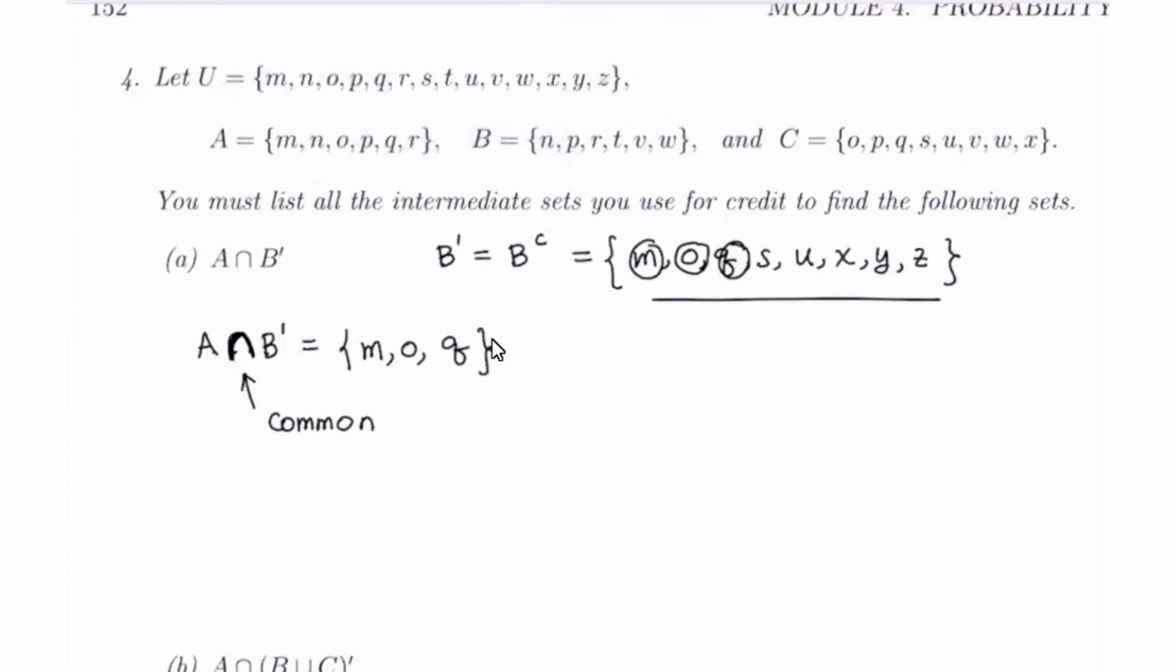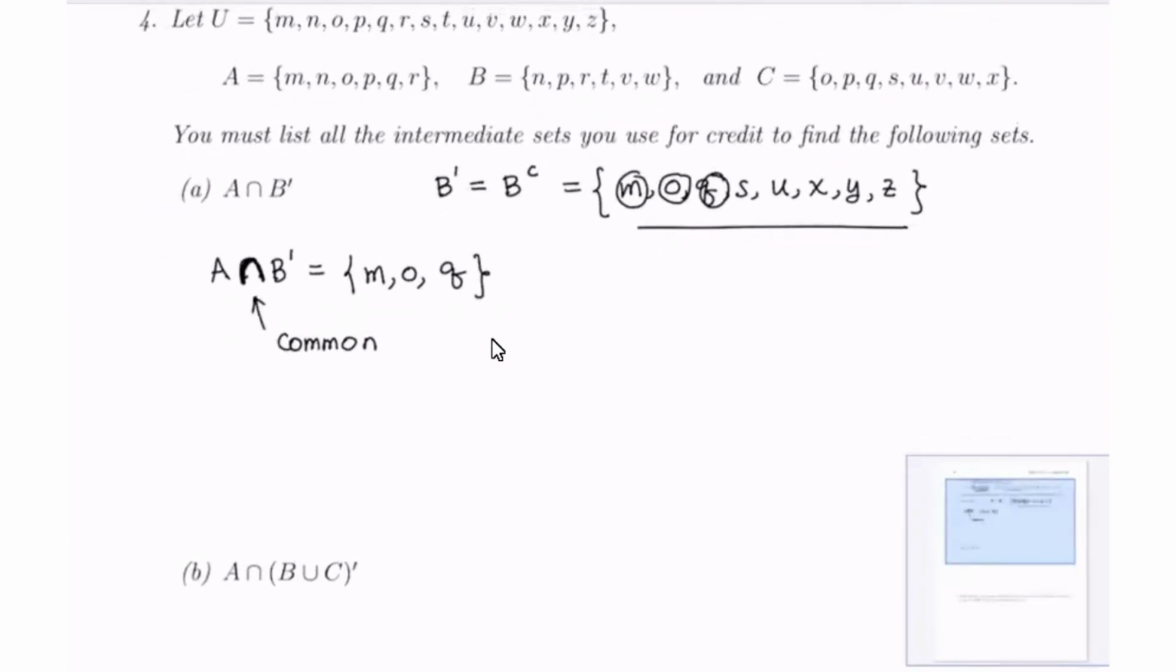Okay, the next one, part B. It is A intersect with the complement of B union C. So inside the parenthesis, B union C, then take the complement, and intersect with A. So we have a plan. Number one, B union C.